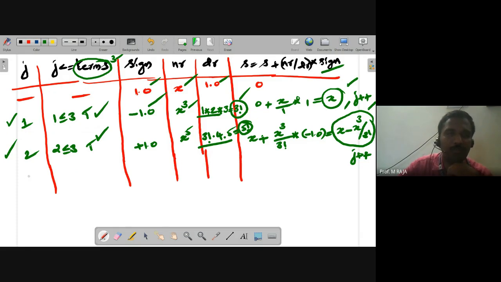J becomes 3. So current j is 3. Checking the entry condition: 3 less than or equal to 3. Condition is true. First update the value of s. S is equal to s plus.